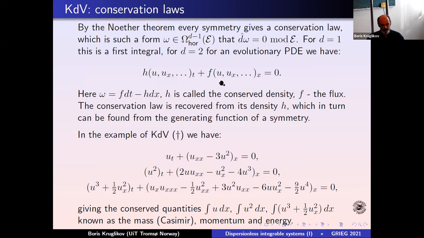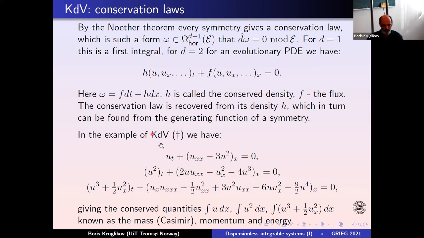So actually H is called conserved density. F is called flux. And if you know densities and you know everything, you can integrate and find flux. Okay, but often you would like to see local conservation laws. So even if you know density, by doing integration, you may get non-local variables. Okay, because you don't want any kind of integral signs. You would like really local expressions, which are functions in jet coordinates.